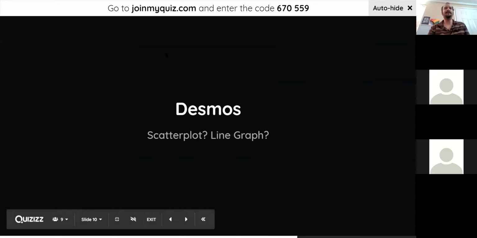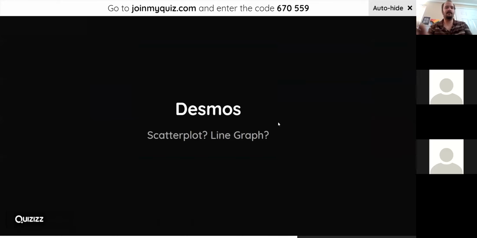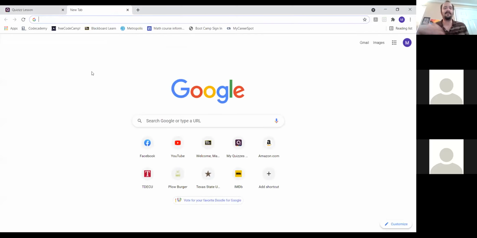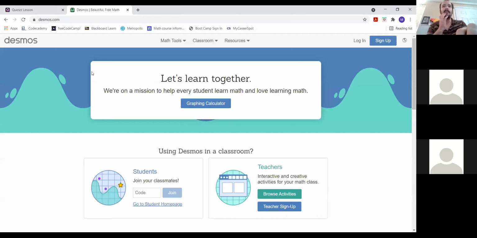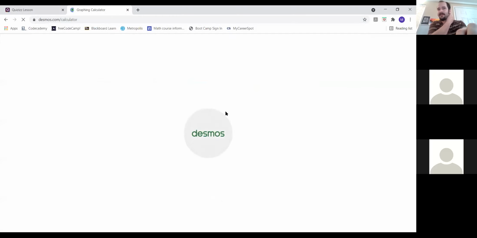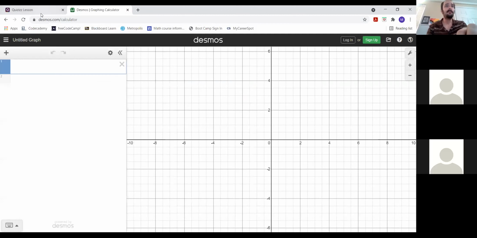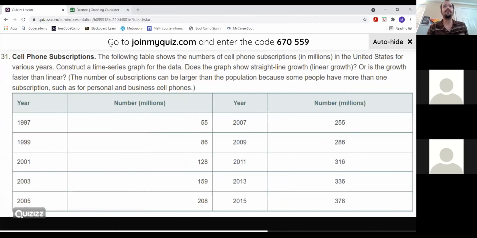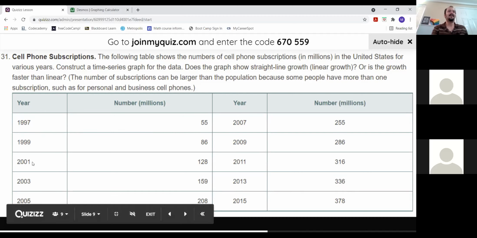Oh, this is how I wanted to do it. All right, so I could plot this on a line. That would be fine, but I think I want to do it maybe with some technology. You should be able to do this by hand, right? So we're going to do numbers in millions and the year on the x-axis. Usually if you have a time variable, you let that be your x variable.